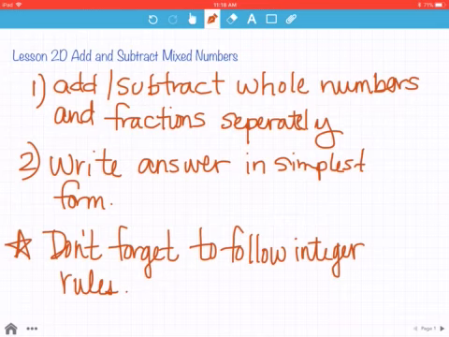Don't forget, you have to follow the integer rules since you were in 7th grade. Let's practice a few.